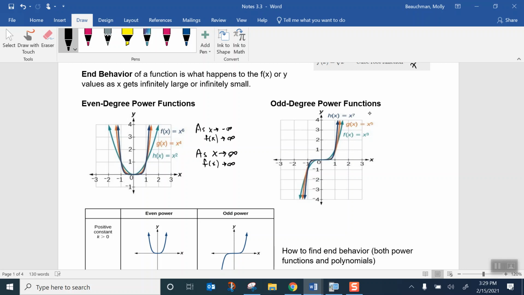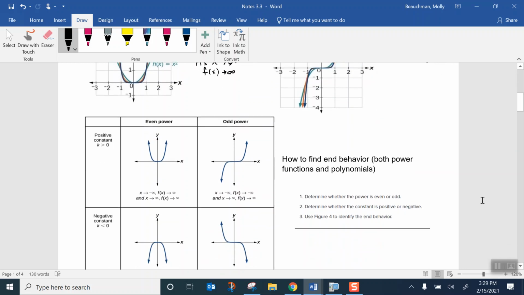For odd degree power functions, we've graphed x to the 3rd, x to the 5th, x to the 7th. They look like the same basic shape, but notice for the odd, as x approaches negative infinity, as x gets smaller, y also gets smaller. Y approaches negative infinity. As x approaches positive infinity, y approaches positive infinity. These power functions all had positive coefficients, but evens or odds.